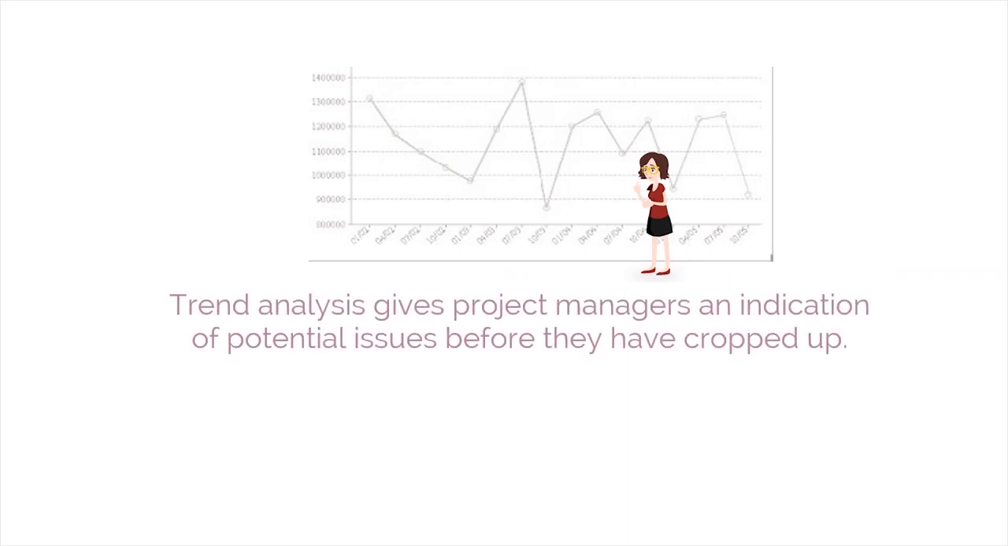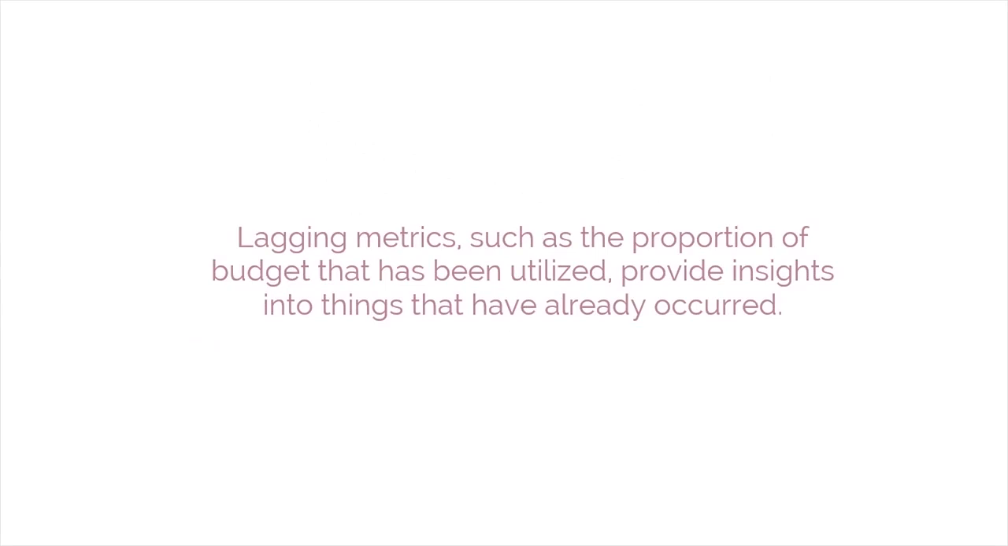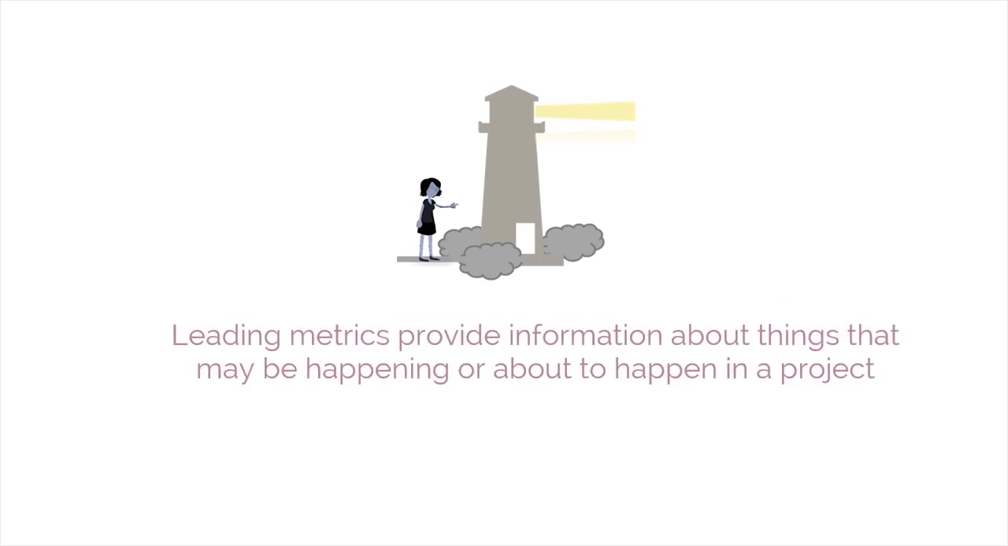Trend analysis gives project managers an indication of potential issues before they have cropped up. Lagging metrics, such as the proportion of budget that has been utilized, provide insights into things that have already occurred. Leading metrics provide information about things that may be happening or about to happen in a project. Control limits can provide warning signs about problems that may occur.